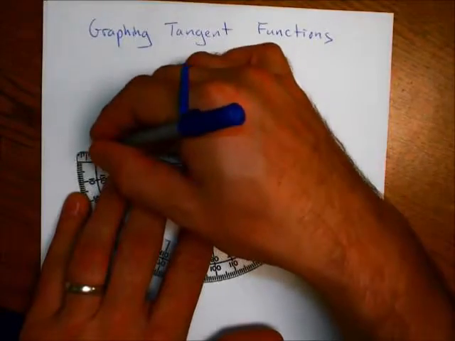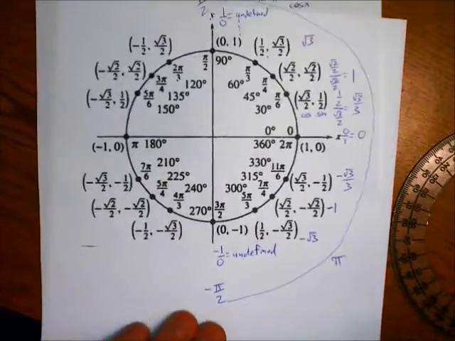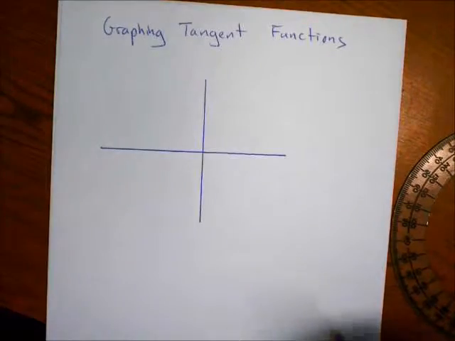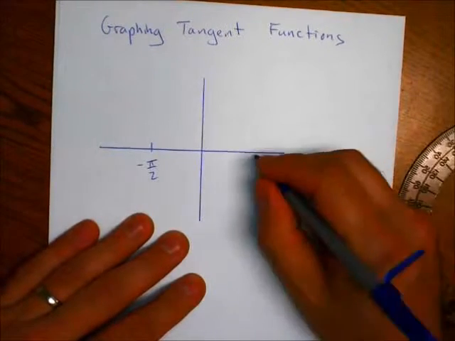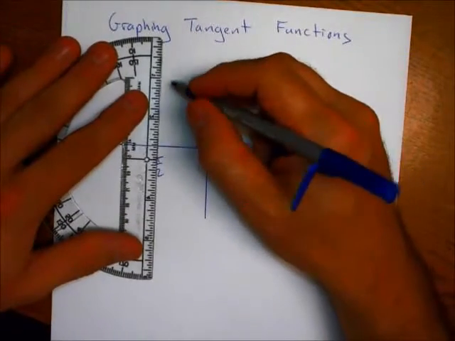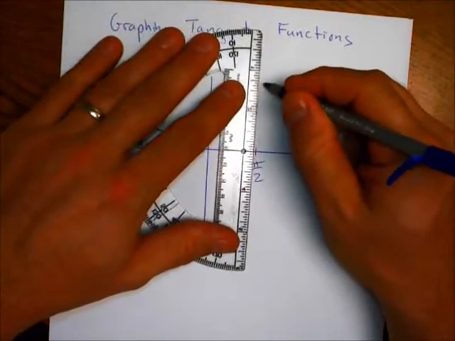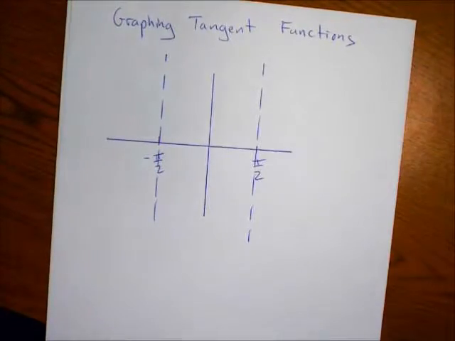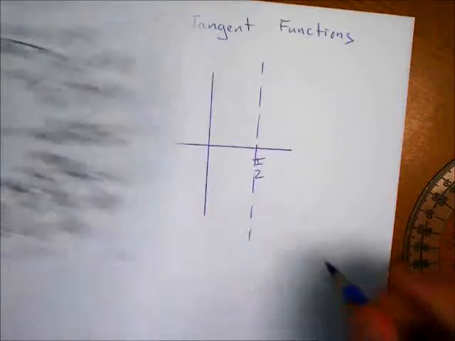Set yourself up. Okay. So first of all, we said by looking at the unit circle, at negative pi over 2 and pi over 2, it's undefined. We're going to have some asymptotes. So I'm just going to start there. So here's negative pi over 2, and here's pi over 2, and here are my vertical asymptotes. Okay. We can also get the other values here. We get 0, 0.